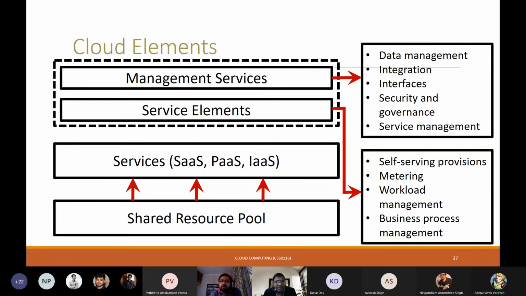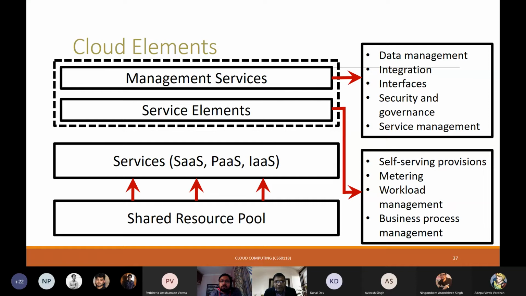These developers are typically software developers we are talking about. So essentially what you get through PaaS is a development platform, right? This development platform is made available as a service. Now on top, these two are mandatory, as you can see, but on top what is running are different service elements and different management services.